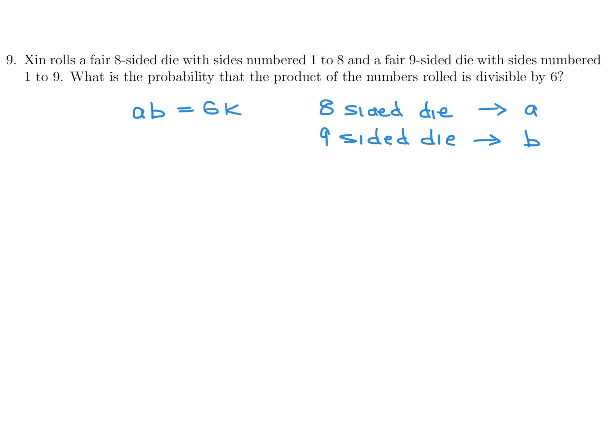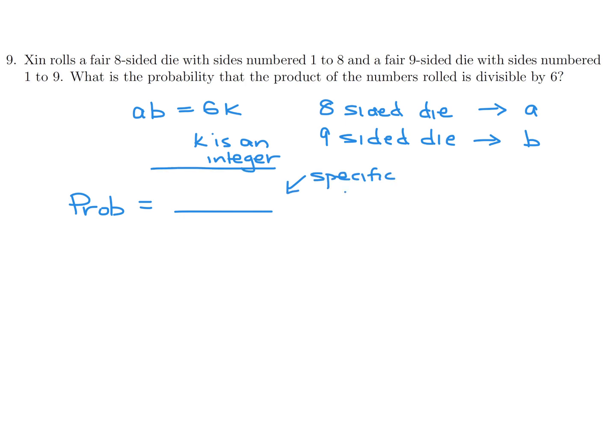Okay, and K is an integer. All right, and the probability is going to be something, well, the top is our specific condition, which is that AB is equal to 6K, and the bottom is the total. And the total is the easier one to figure out.